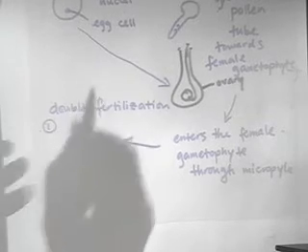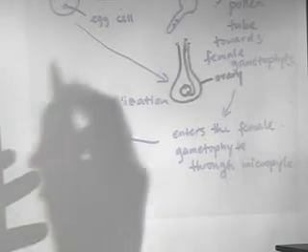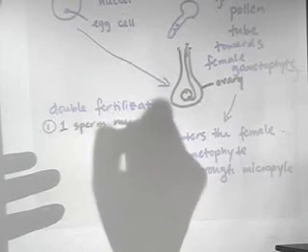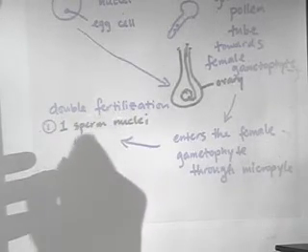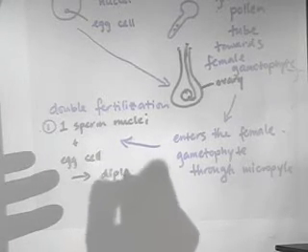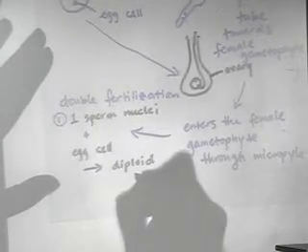Number one, one sperm nucleus is actually going to fuse with the egg cell to make your diploid zygote. So one sperm nucleus plus egg cell gives you your diploid zygote. That's really going to become the plant. That's like the plant embryo.